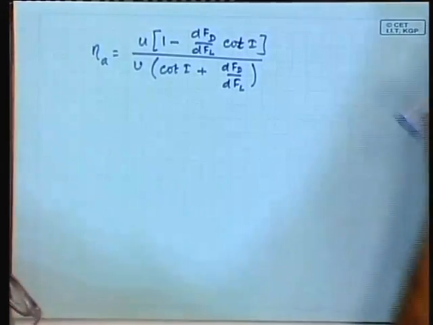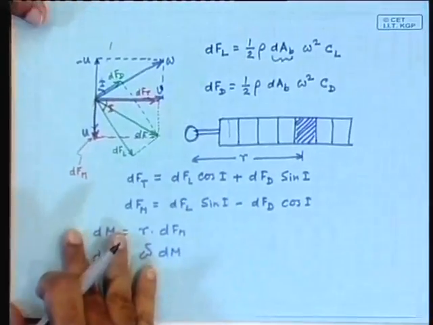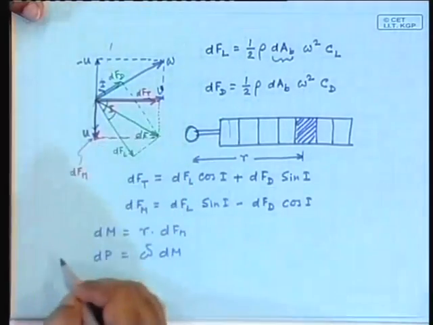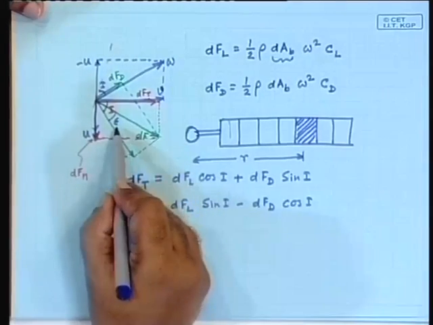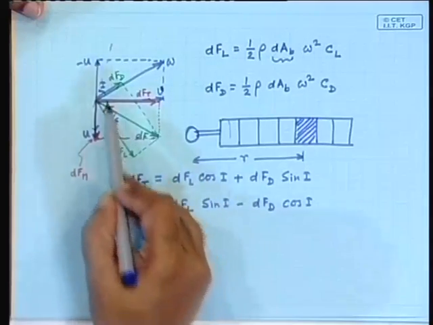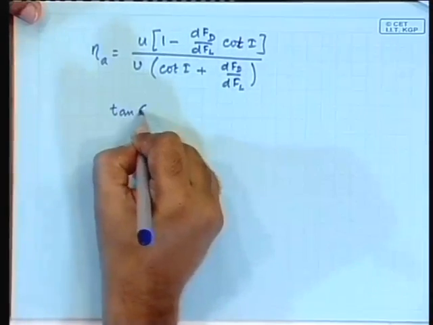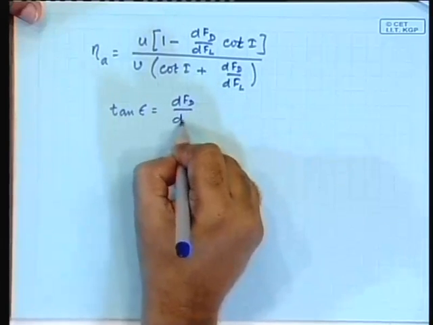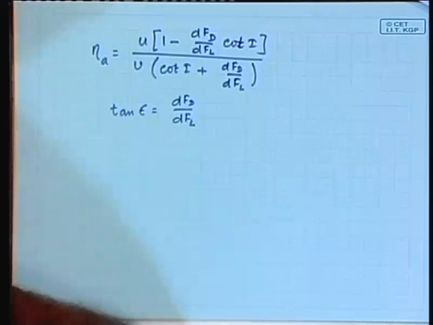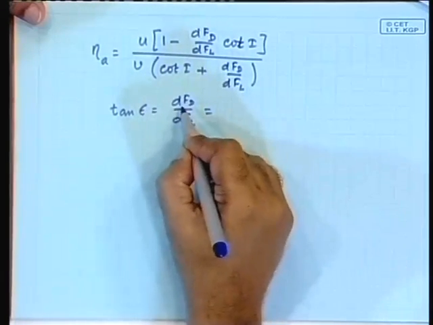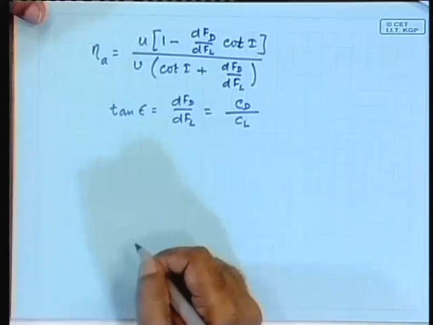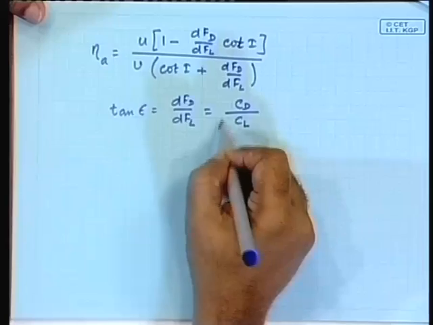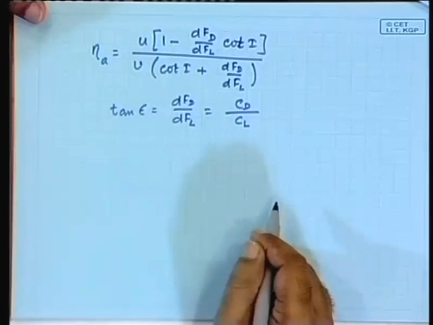Now, in this diagram, this angle is called epsilon, which means tan epsilon is dFd by dFl. So, tan epsilon is this one. And if you substitute the values of dFd by dFl, the other things will cancel off, because the coefficients of these are the same in the numerator as well as the denominator. So, you get this.